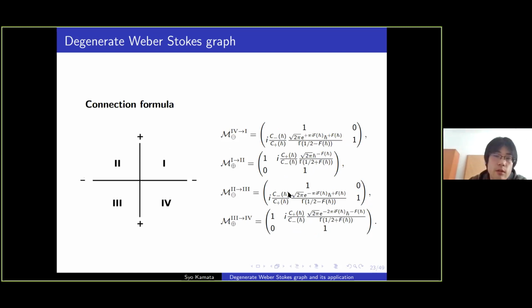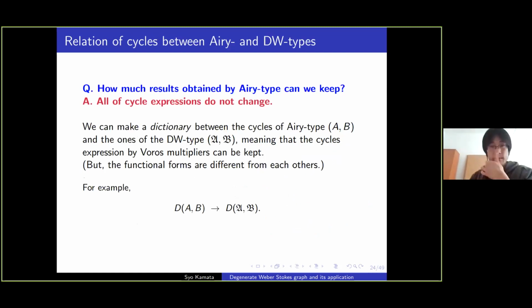Okay, so this is a connection formula. So now we could get the connection formula of the degenerate Weber type, but we have one question. For example, in the analysis, we could get the quantization condition using the cycle from the ARA type. Now we could get the connection formula, and of course from that we can get the quantization condition.